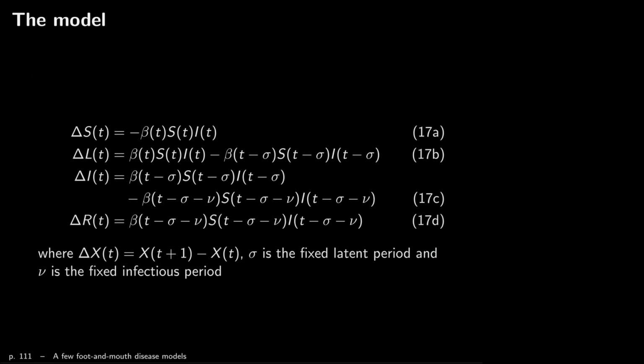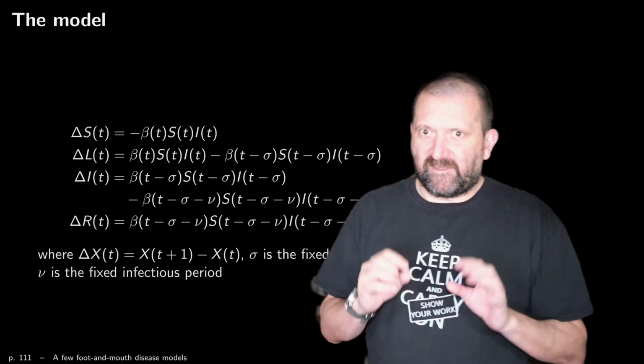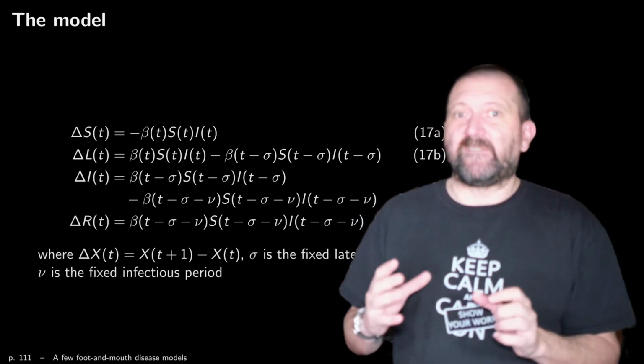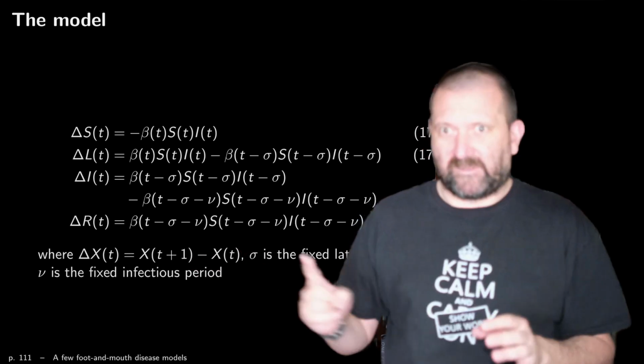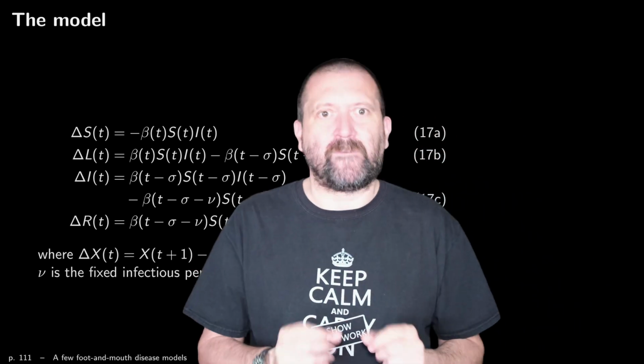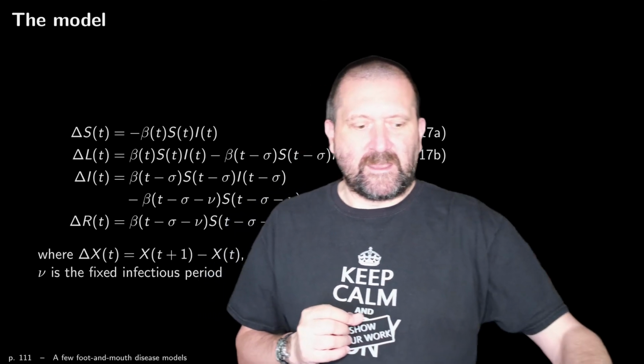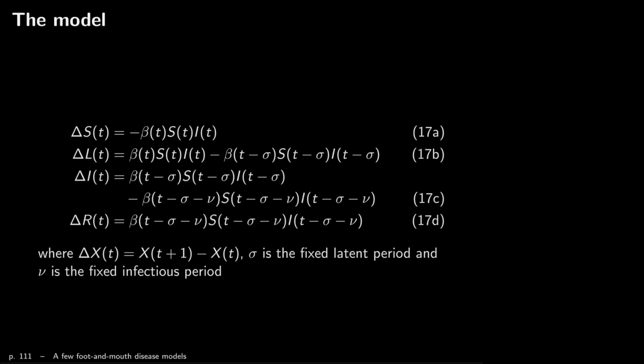First of all, notice I have a delta S(t), delta L(t), delta I(t), and delta R(t). That delta, as shown here, is the difference in the state between time t plus 1 and time t. So this is a discrete time model. Now what you can see is that the variation of S(t) is simply minus beta S(t) I(t). So this is the classic mass action infection term.